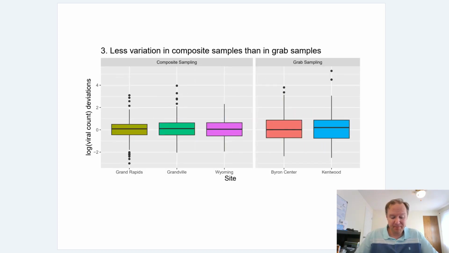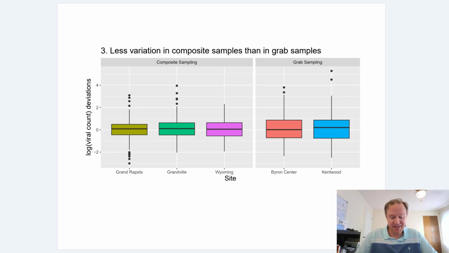We use different sampling methods at the 2 intake sites than at the 3 plant sites. At the intakes, we use grab sampling, where the wastewater sample is all collected at once. In contrast, the 3 plants use composite sampling, where the sample is collected at multiple times over a 24-hour period.